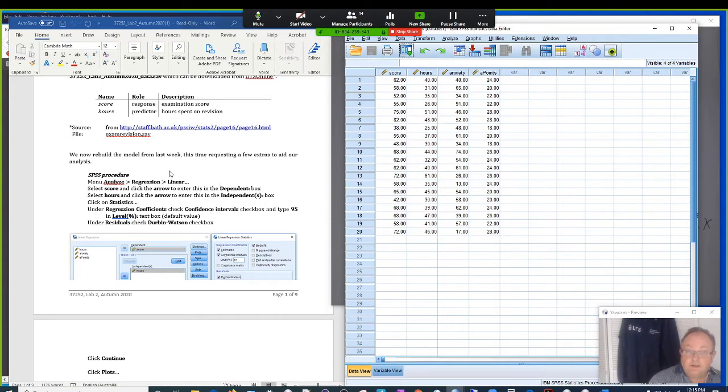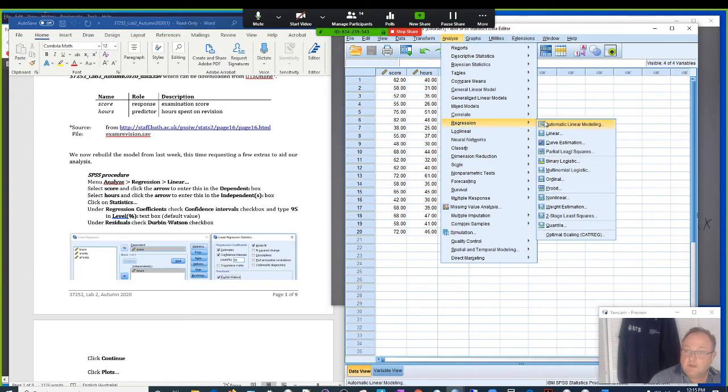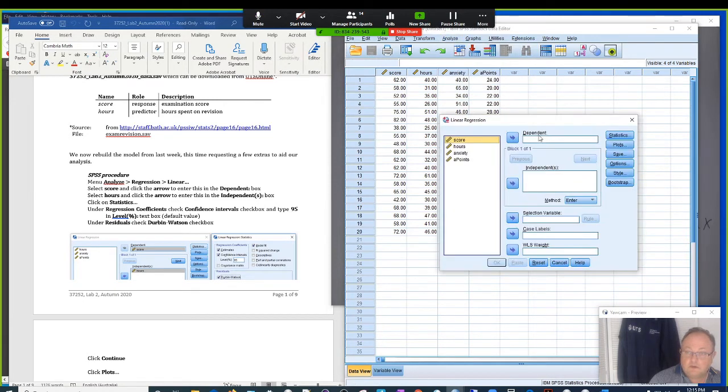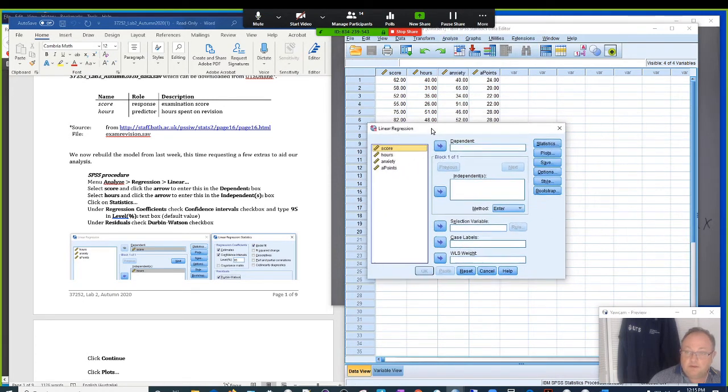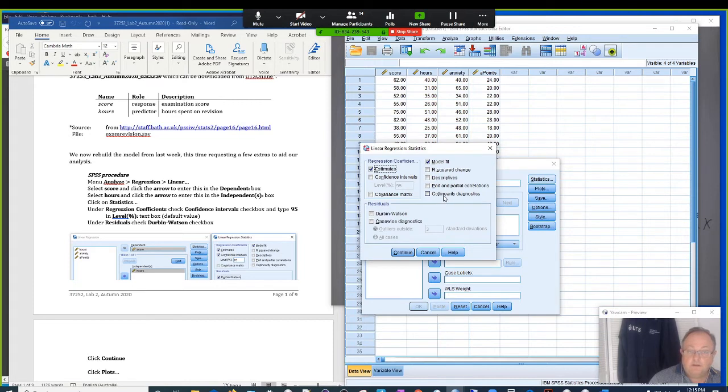All right, so we've got our model. Some of you may have already done all of this. In terms of our procedure, regression, linear, it brings up the box. We'll use the box the way it's represented here. Click on statistics. Under regression coefficients, we're going to check confidence intervals.